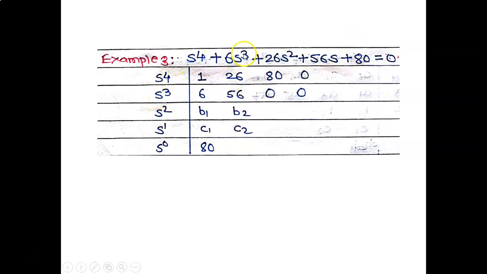Now S cube. The coefficient is 6. Write 6 here in front of S cube. After S cube you take the S term. Therefore 56, 0, 0. Then b1, b2, c1, c2, and S raised to 0. The 80 term is there. Therefore we will obtain b1, b2 and c1, c2.